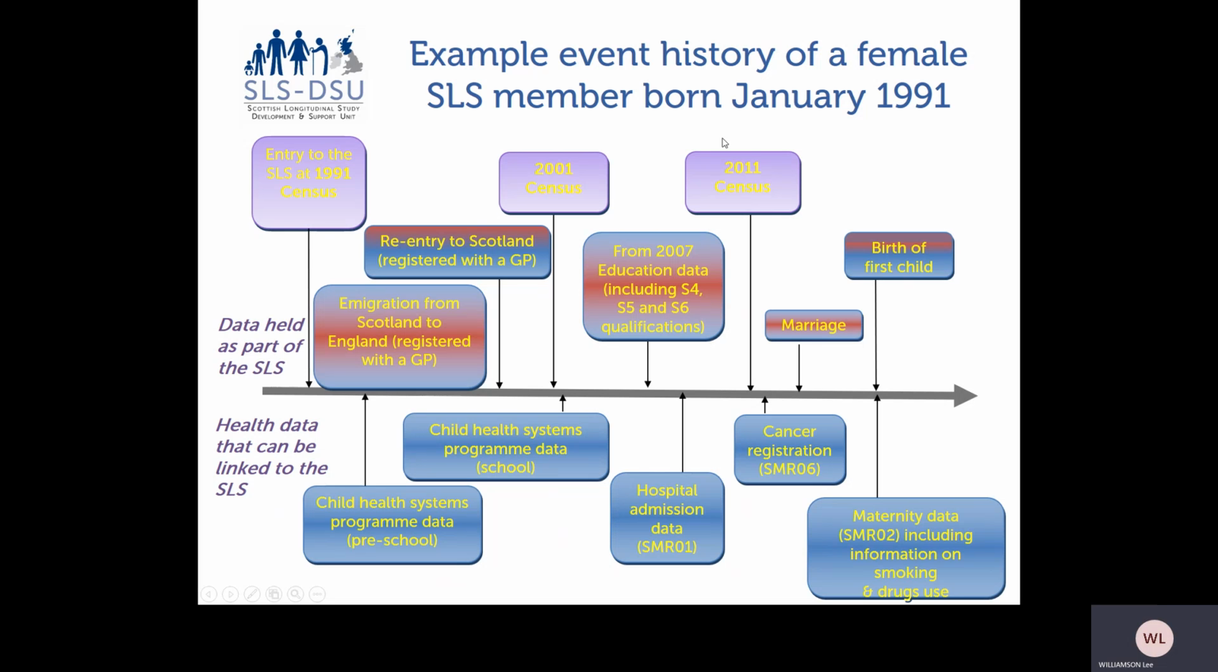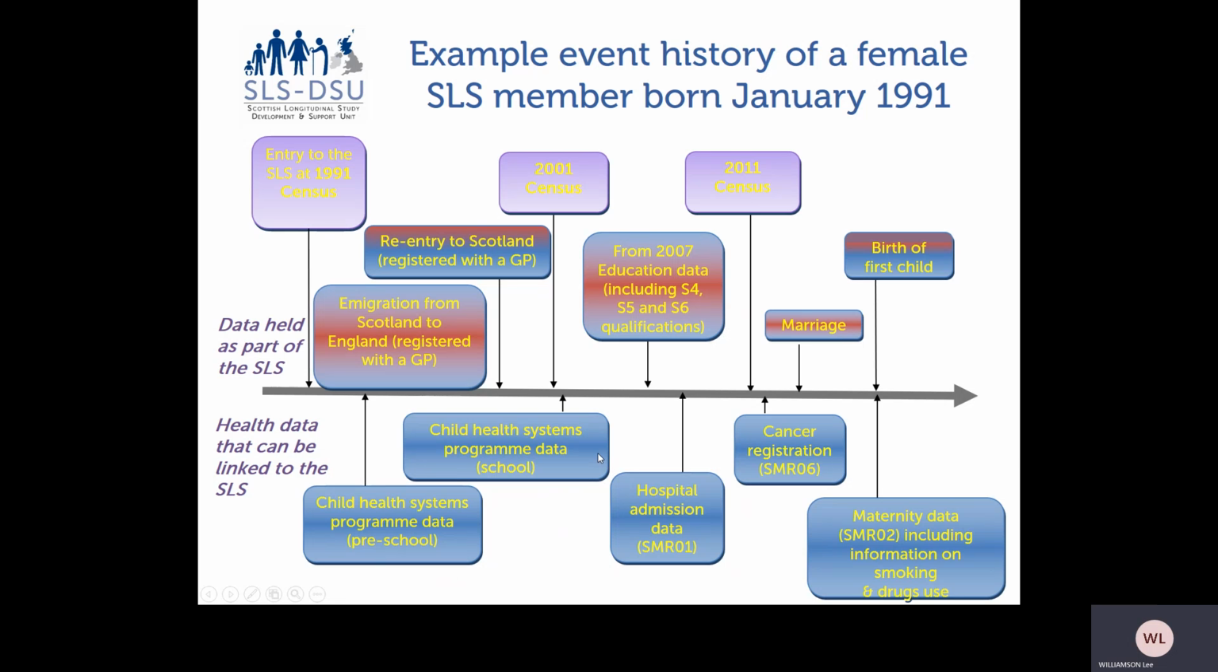We also have them in 2011, so we know what's happened to them afterwards when they're maybe at university or joined the workforce. We know they get married because we've got it from vital events, and we know the birth of their child because we have births to SLS members from vital events data. But with permission, we can also add in child's health surveillance data, and that is preschool and school data. So it's like health and weight data and some development measures.